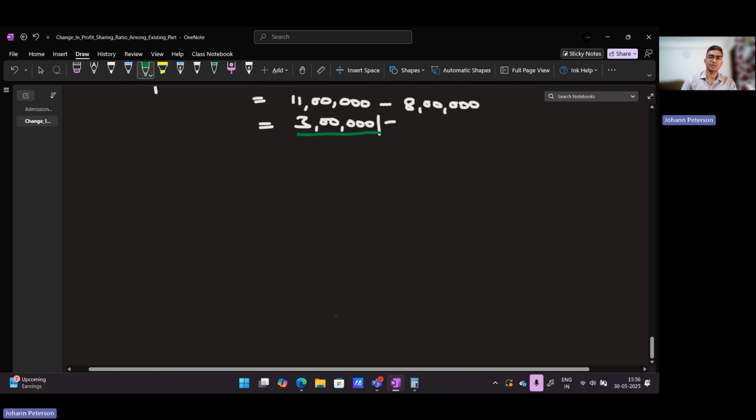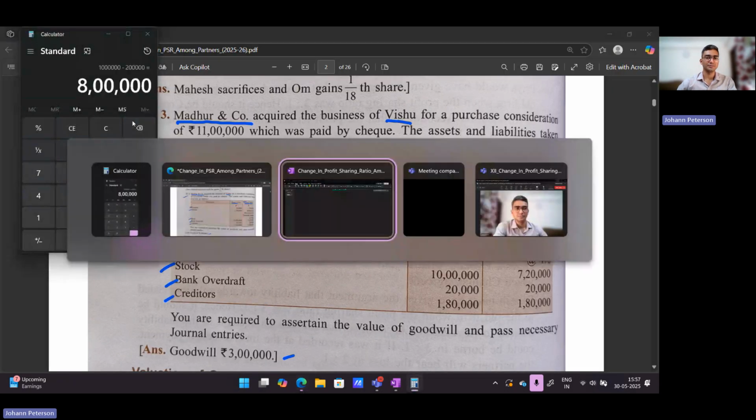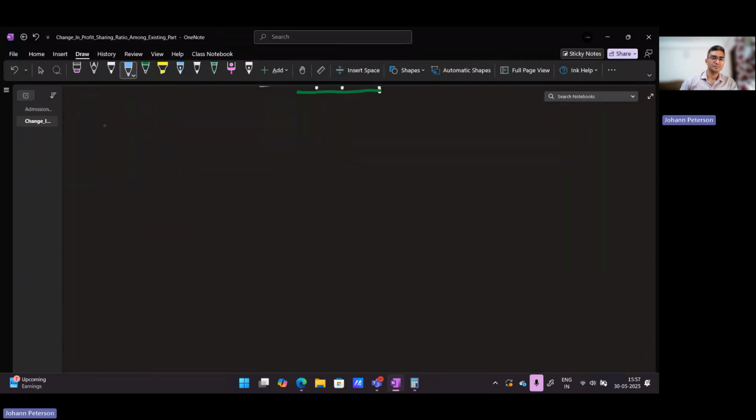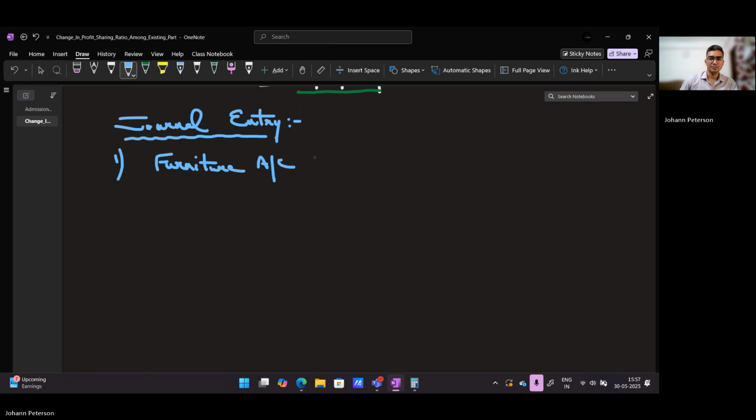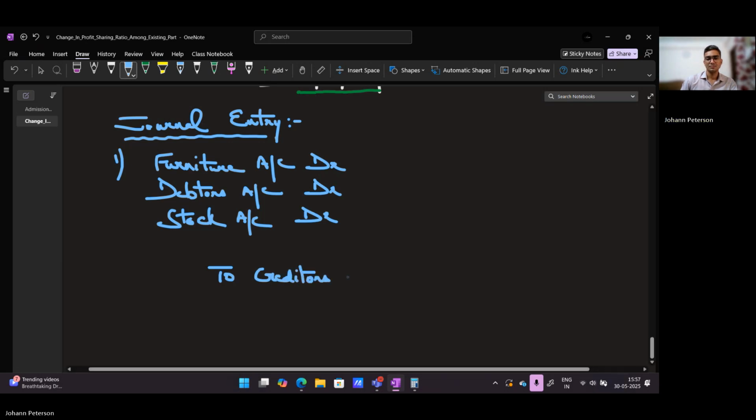Now, the entry which you have to pass in this case, the first entry will be all your assets. So the first asset you purchased were furniture and then debtors. So my first entry, furniture account, debit, debtors account, debit, and one more was the stock account, debit. Then two, we had some creditors, so creditors account and bank overdraft.